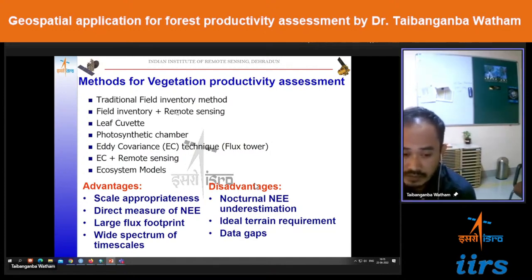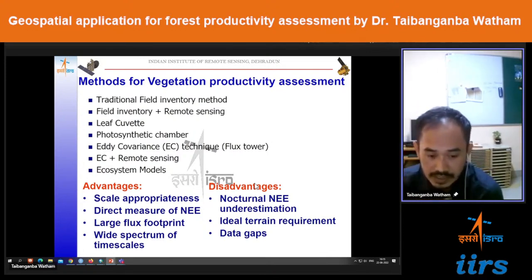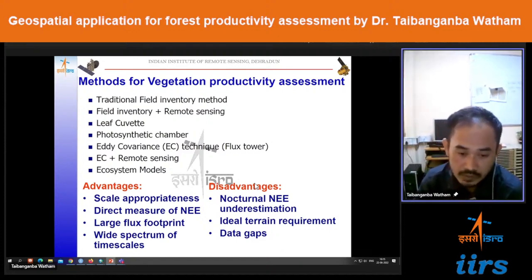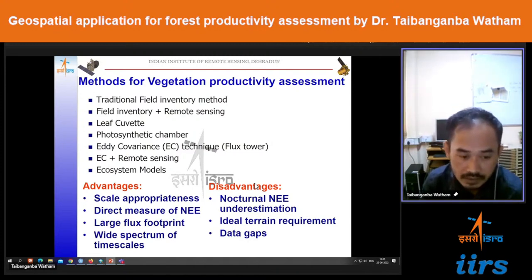The first two techniques, we have to either go for the field measurement, then from the field measurement of the GBH, we will convert that into DBH. Then from the DBH, we have to use the volume equation. Then we have to get into biomass, and later on, we have to go through several steps in order to get how much carbon sequestration is taking place. Then we have the larger footprint area. Then we have this wide spectrum of time scale.